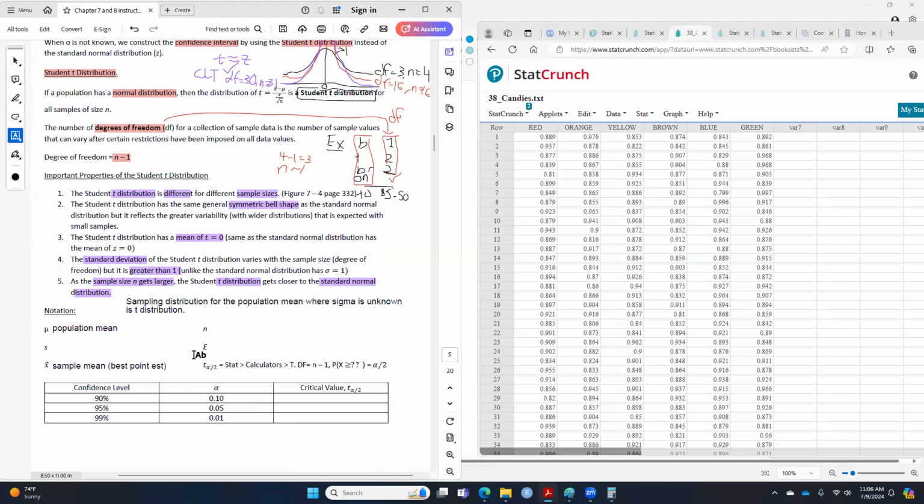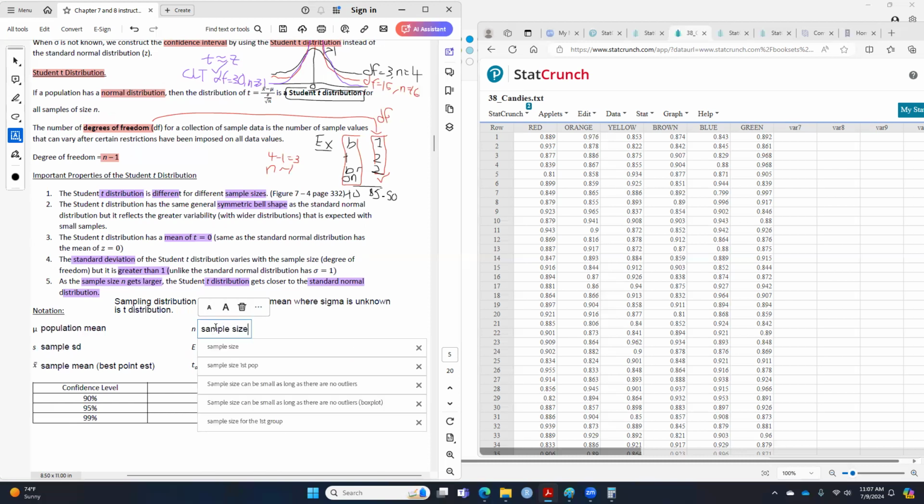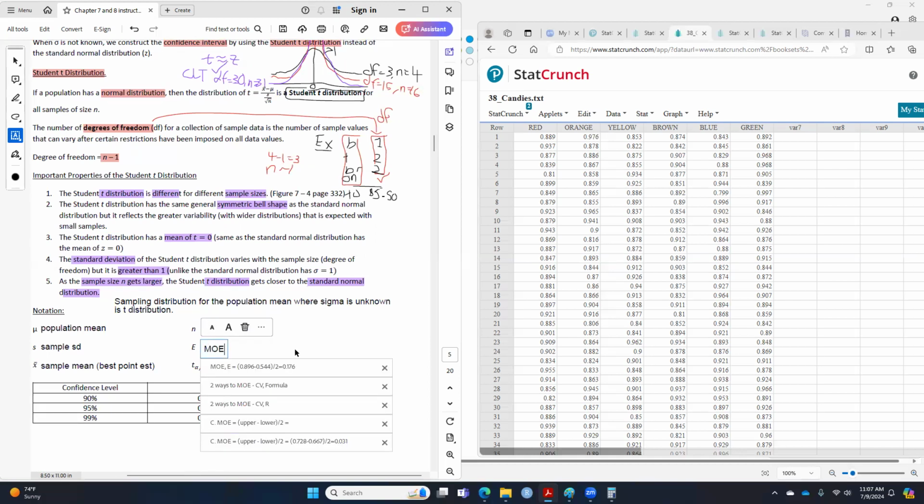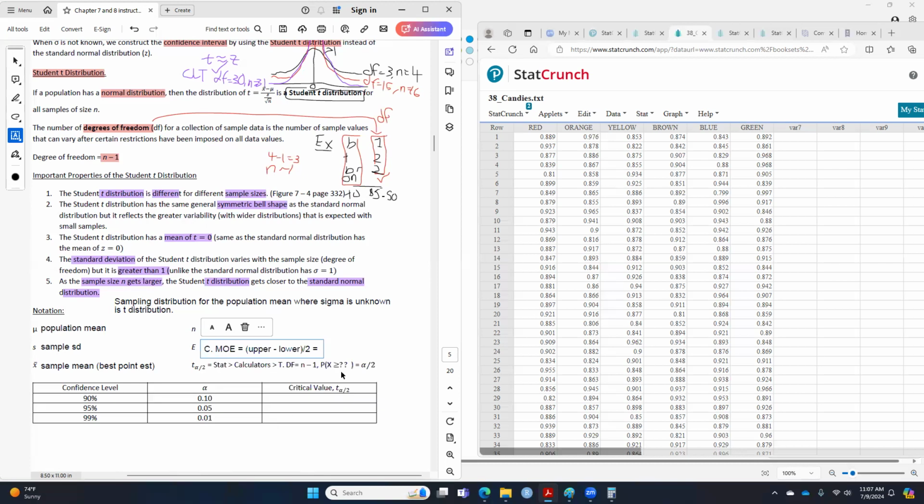And there's a reason why we got two best point estimates: one is for mean and one is for proportion. So you don't get these two confused. And then S stands for sample standard deviation. N is called the sample size. E in this case is called the margin of error. Again, the formula for margin of error is still the same thing: upper minus lower divided by 2.